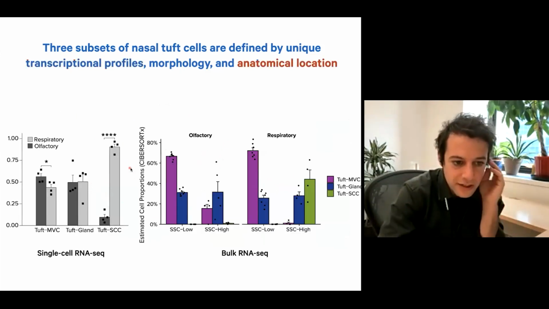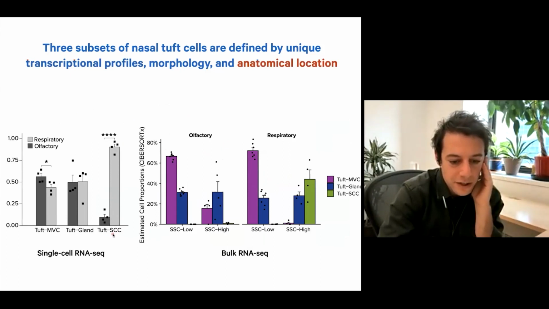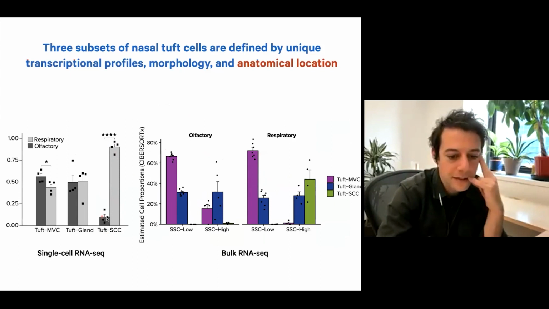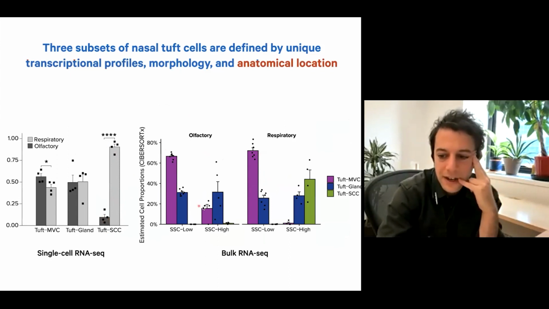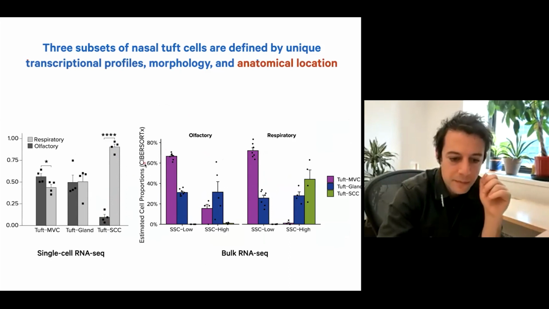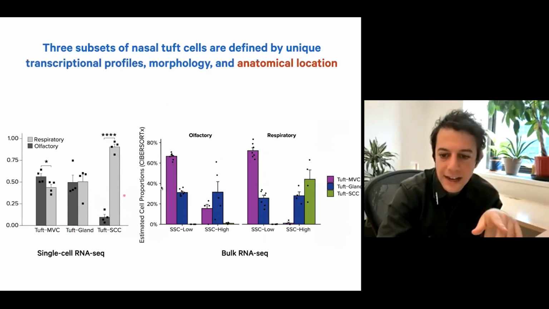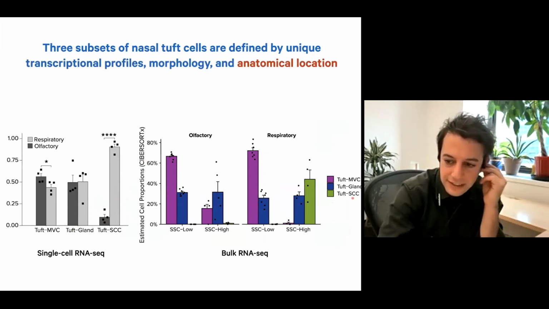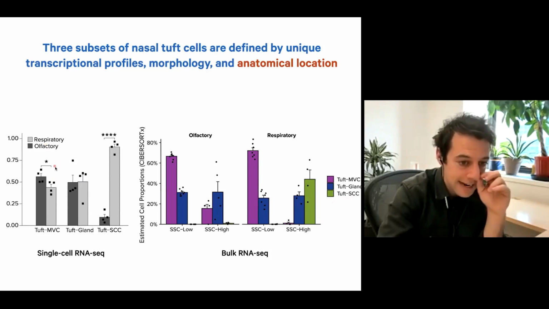different locations. So particularly this subset, which I'm calling tuft SCC, which stands for solitary chemosensory cell, was really enriched in the respiratory epithelium of the nose, much more so than the olfactory epithelium. And we confirmed that both from our single cell data and then by using deconvolution of bulk RNA-seq data and confirming that the tuft SCC subset is really specific to the respiratory epithelium, whereas the other 2 subsets are detected in both respiratory and olfactory epithelium.